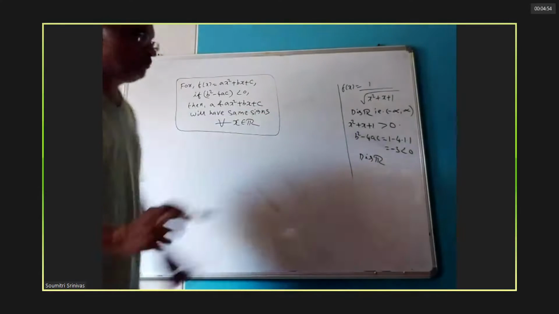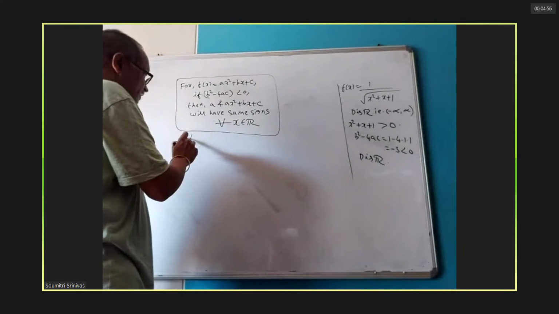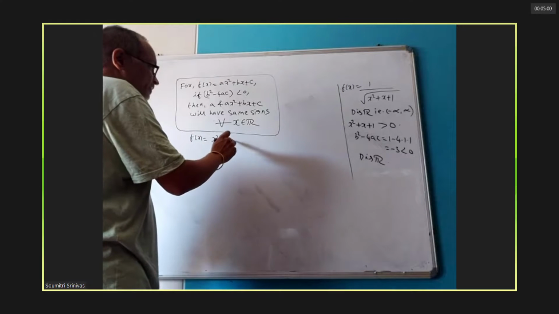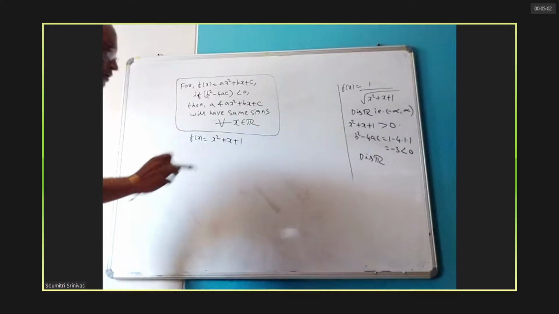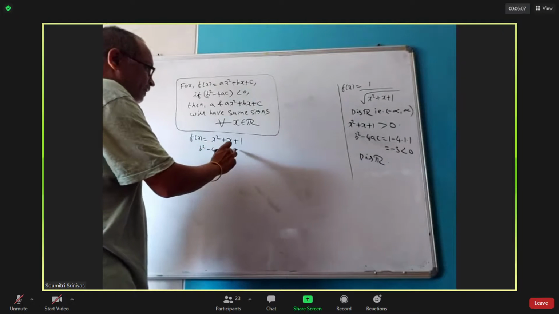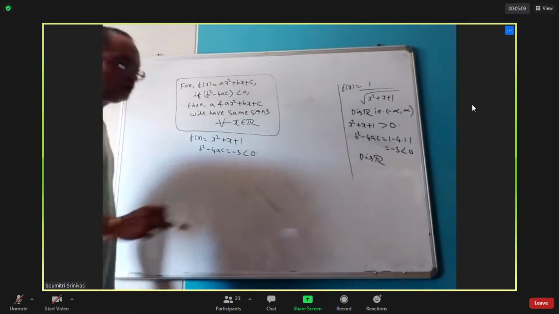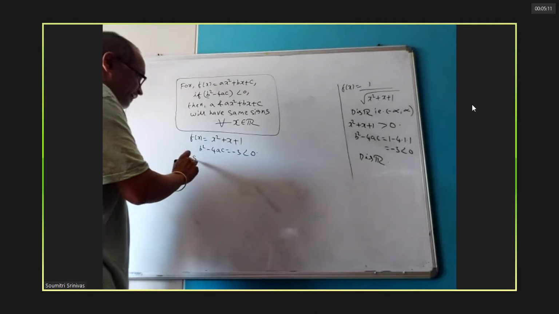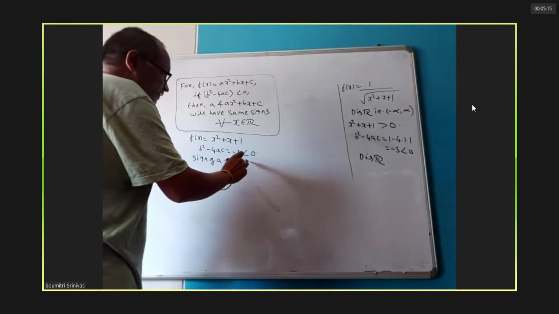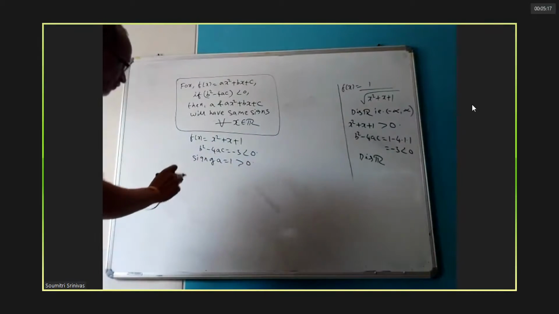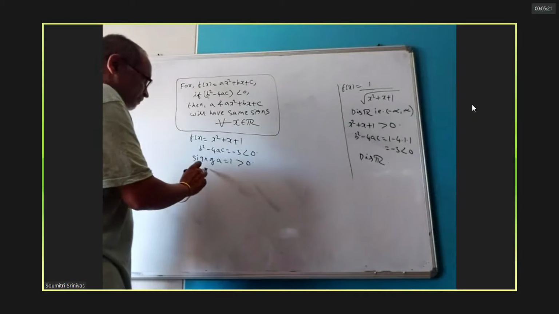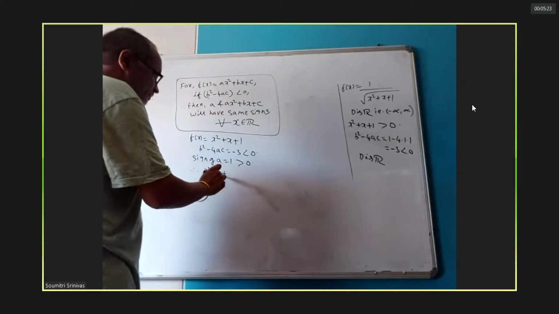Here, what is f of x? X square plus x plus 1. What is b square minus 4ac? Minus 3, less than 0. What is the sign of a? Sign of a is 1, greater than 0. Therefore, the expression is also greater than 0. What is the expression? X square plus x plus 1.